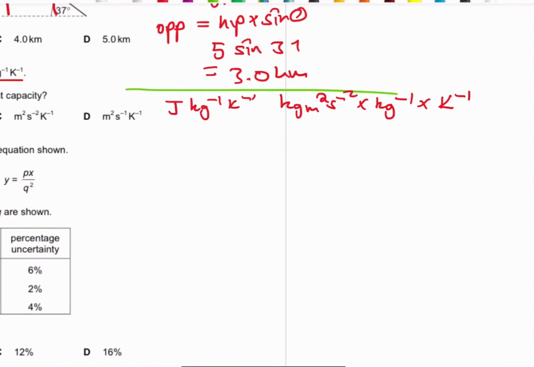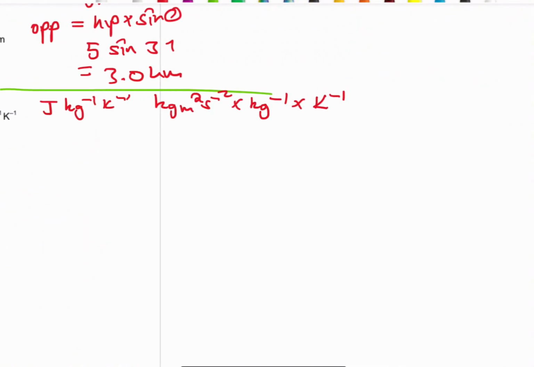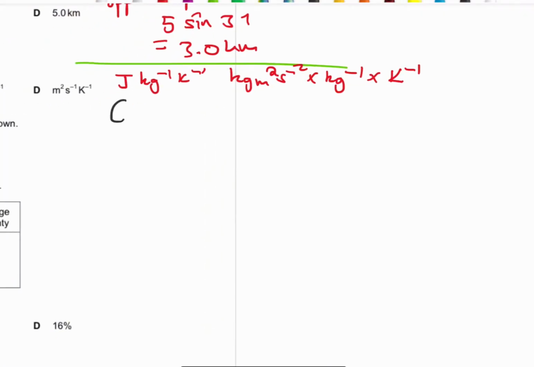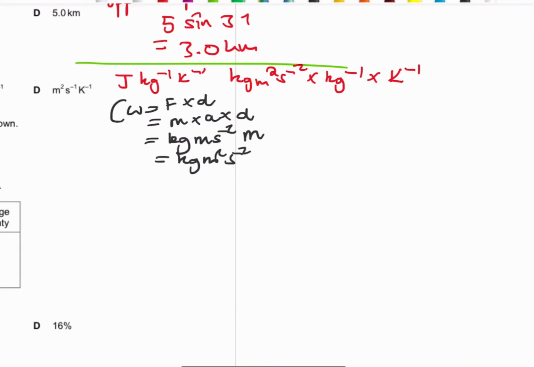But why is joule actually kg m squared s to the power of -2? Well, we can look at it from the point of work done. We know that work done is force multiplied by distance, but force is mass multiplied by acceleration. Mass is kg, acceleration is m s to the power of -2, distance is m, so that would be kg m squared s to the power of -2. So in case you're wondering where kg m squared s to the power of -2 is coming from, it's because of joule, the unit for work done.